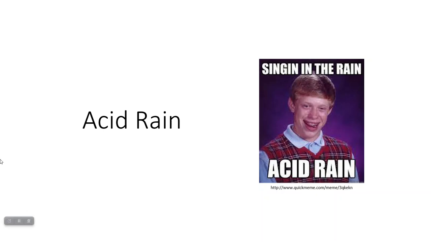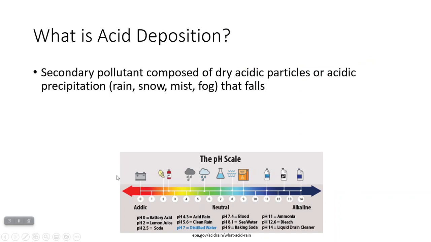Okie dokie. We're going to go ahead and talk about acid rain. So, acid rain is sometimes called acid deposition, and there's a reason for that. It's depositing acidic compounds, which can be dry or in the form of precipitation. So, you can actually technically have acid rain, acid snow, acid mist, or acid fall.